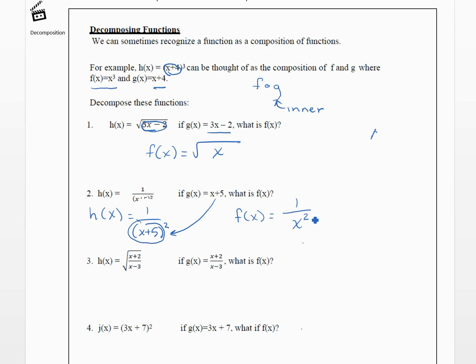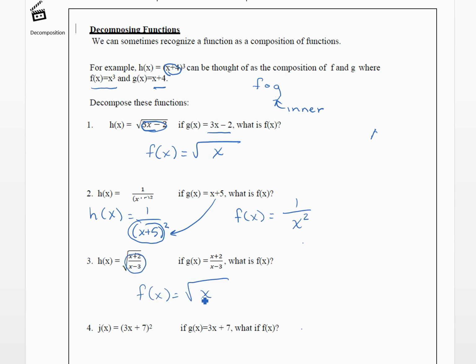Okay, the next one we've got h of x is the square root of (x plus 2) over (x minus 3). And we're saying if g of x is what's inside here, (x plus 2) over (x minus 3), then f of x, we're just going to replace that with an x, would be the square root of x.